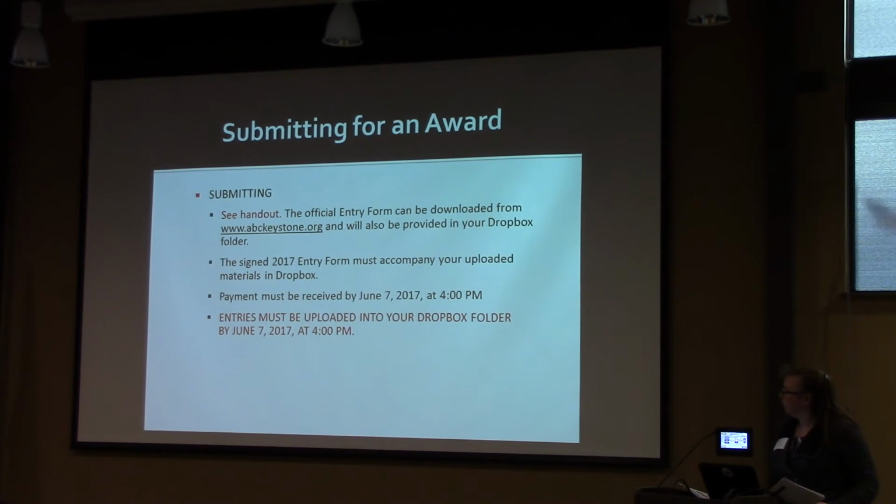The entry form is also, like I said, as a handout that you have here. It's also available right now on the ABC website, so you can download it in either Word or PDF format. So if you like filling it out as a PDF, it's that option, or as a Word document. So you can get started on downloading those and starting to fill them out. And the signed entry form must accompany your materials in Dropbox, so make sure that that's part of it. There's the deadline, June 7th at 4 p.m.